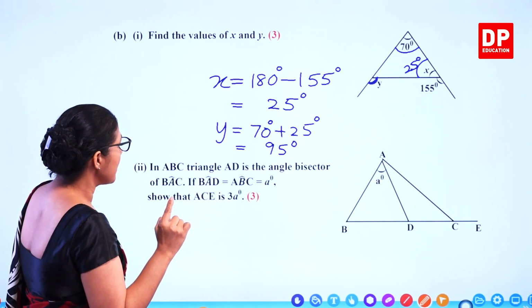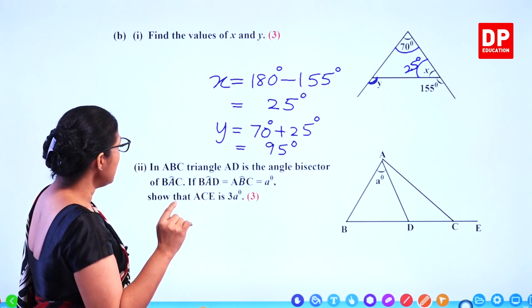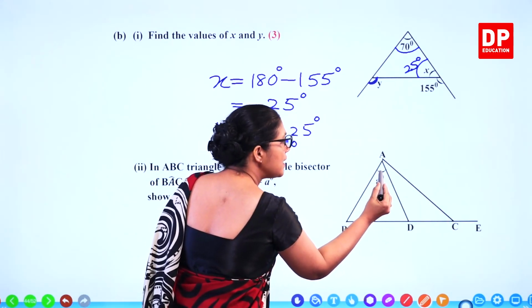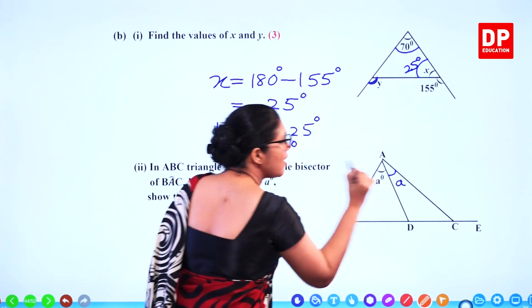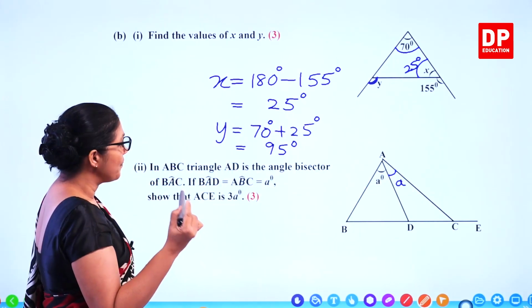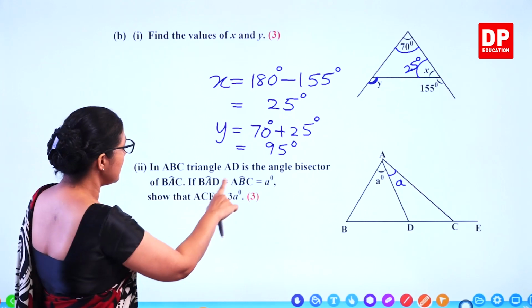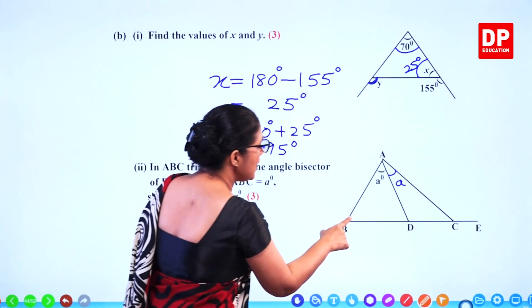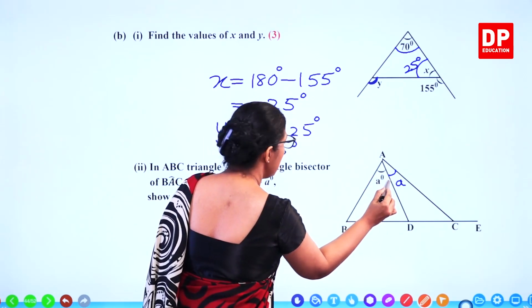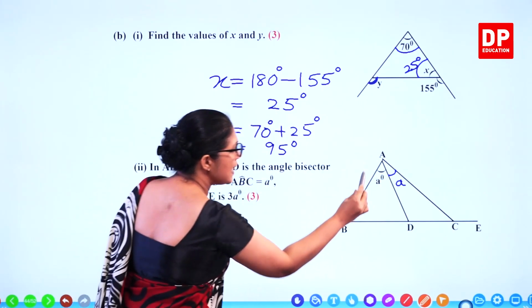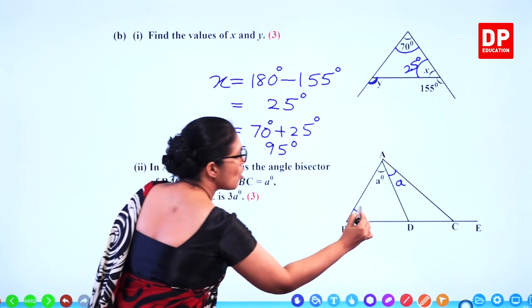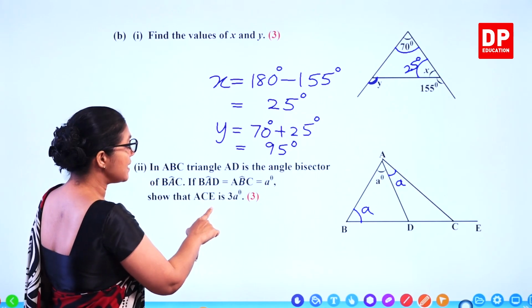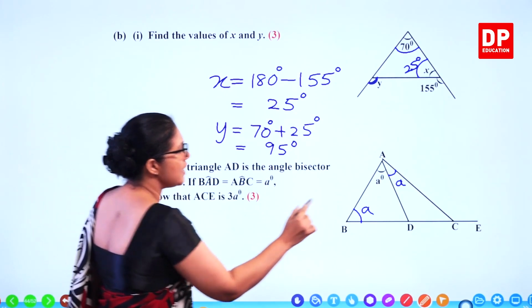In triangle ABC, AD is the angle bisector of BAC. BAC angle bisector. So that means this angle and this angle both are the same. You can write A. Then what about the next one? BAD angle. BAD angle is equal to ABC. This angle is also A. Then show that ACE is 3A.